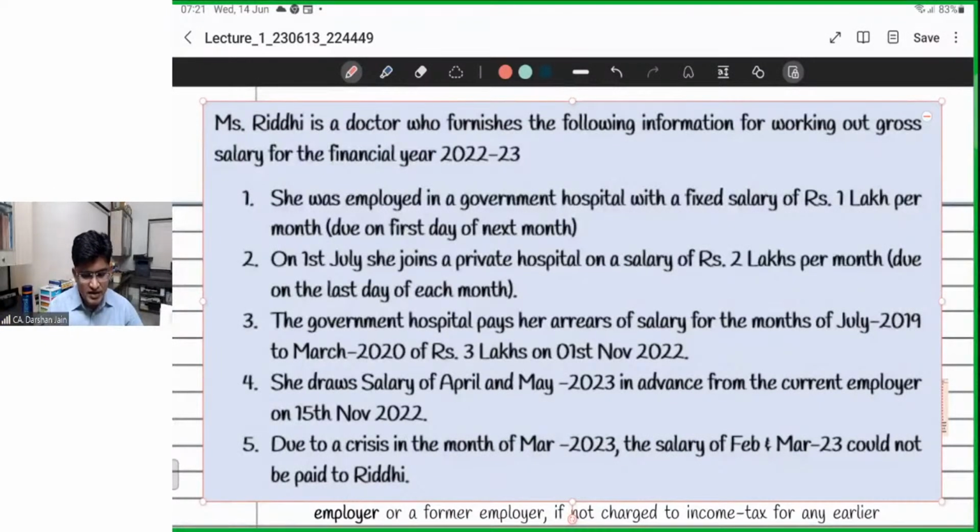Okay, Harshita says it's 26 lakhs. Okay, I've got a few answers. Harnoor says it's 30 lakhs. Darshan says it's 25 lakhs. Let me show you the solution.